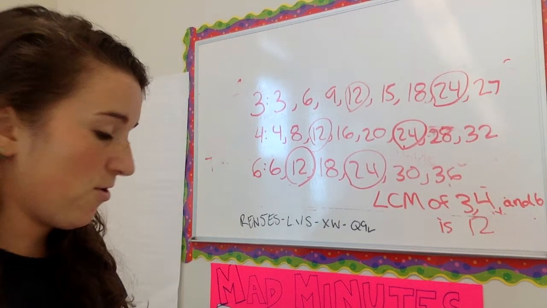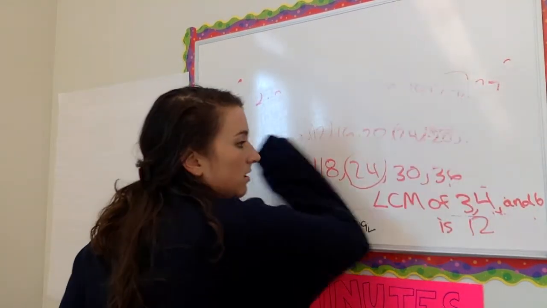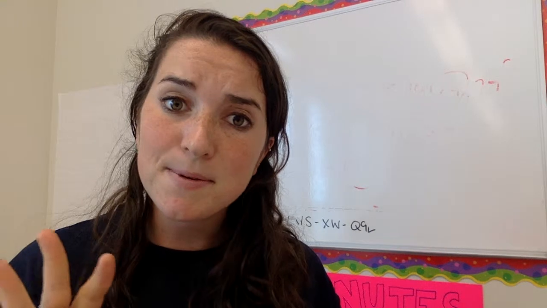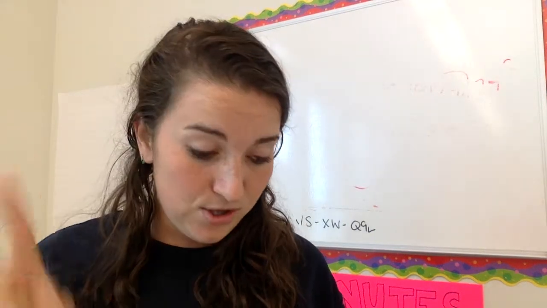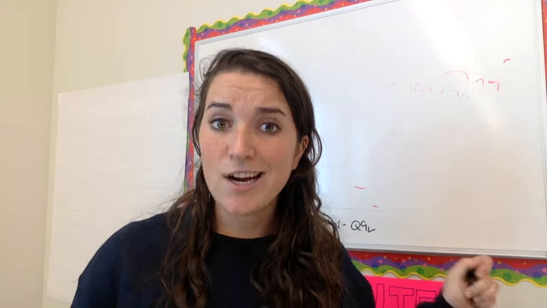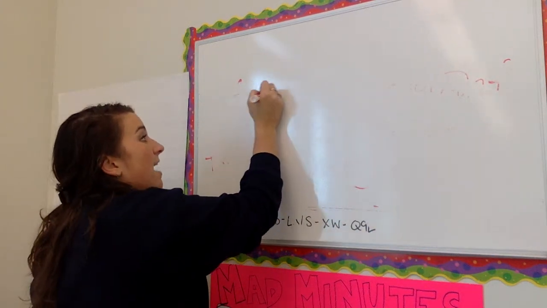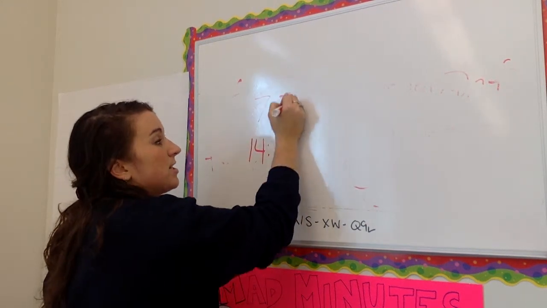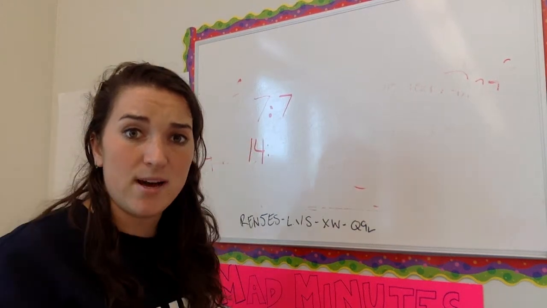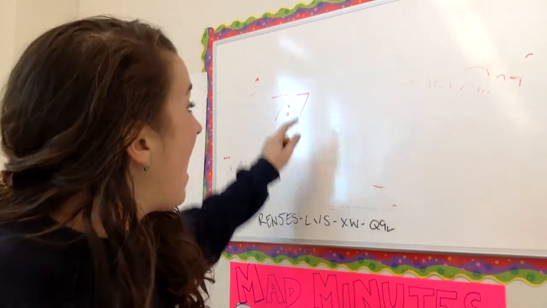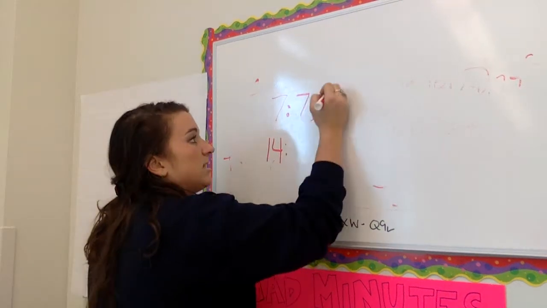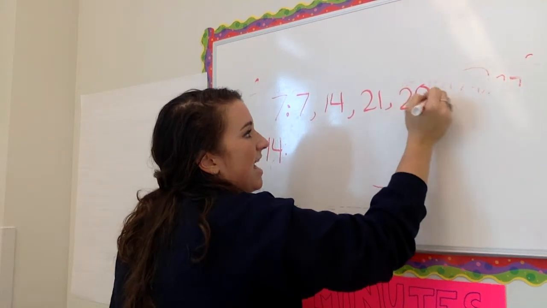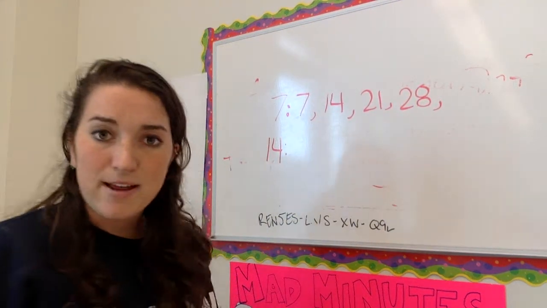All right, let's try one more problem. All right, so this one is a little easier because we're not dealing with three numbers, we're only dealing with 2 numbers. So first, our numbers are 7 and 14. So I have to roll my multiples of 7 and 14. So my first multiple is always going to be the number because that's the number times 1. 7 times 1 is 7. And then if I add 7 to that, I get 14. Then add 7 to that is 21. Add 7 to that is 28. I'm just going to stop right there.